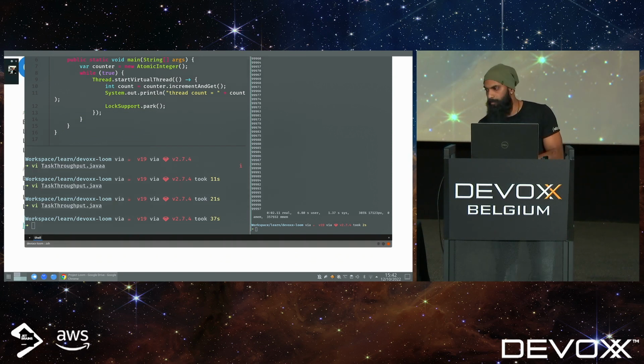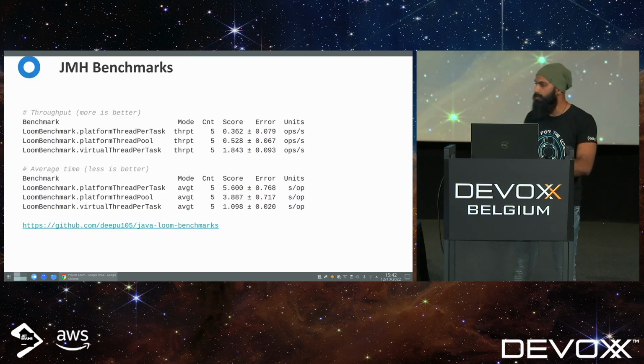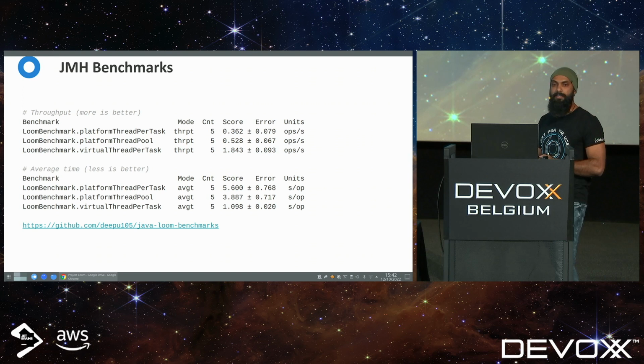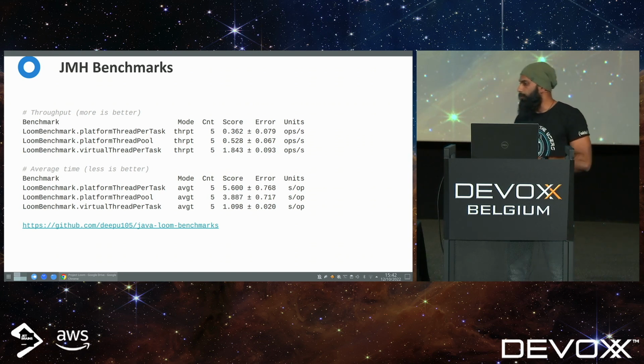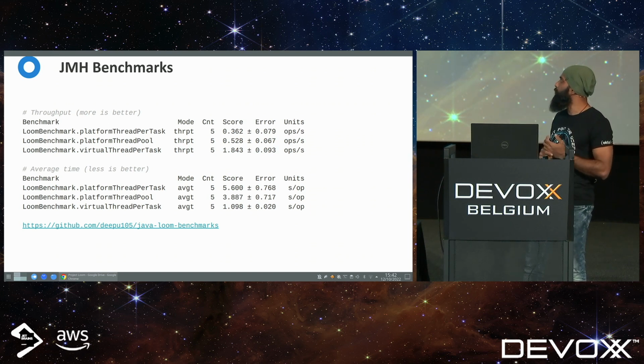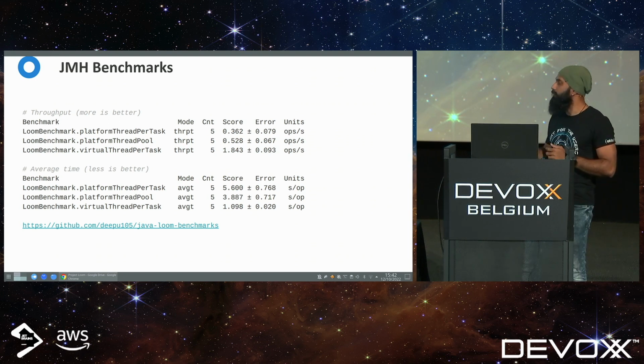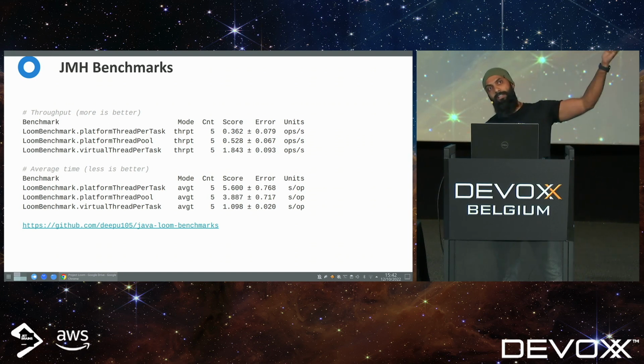I also ran some JMH benchmarks with very similar code, and these are the results that I got. As you can see, nothing much to explain. Virtual threads are the fastest, with thread pool coming second, and the thread per task is going to be slower, and single thread the slowest. But no point testing that.